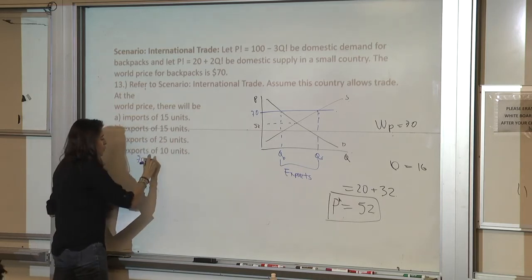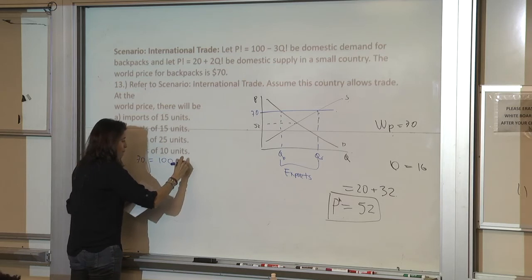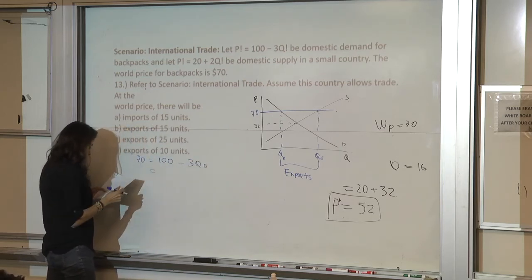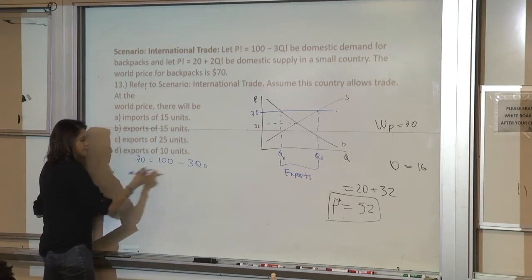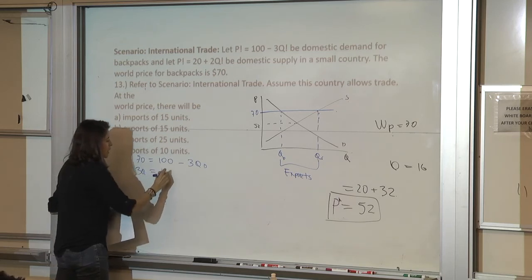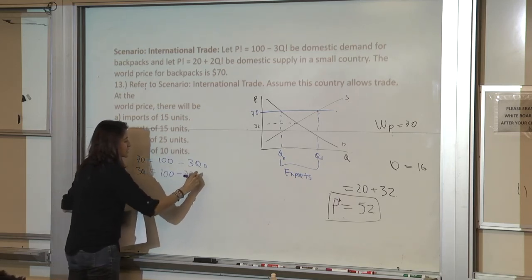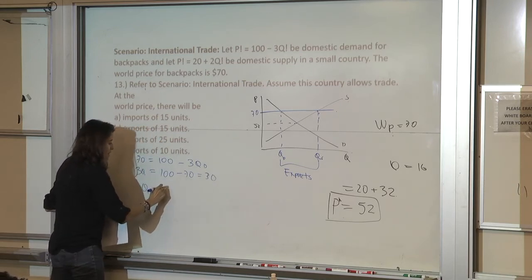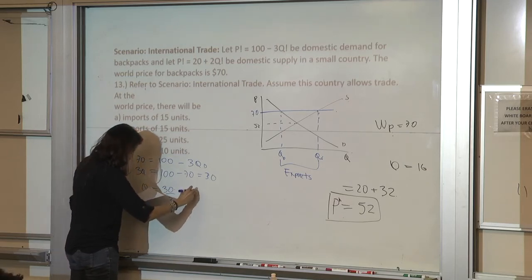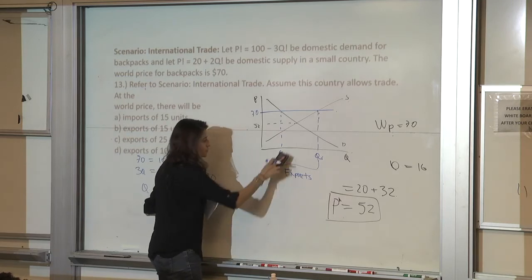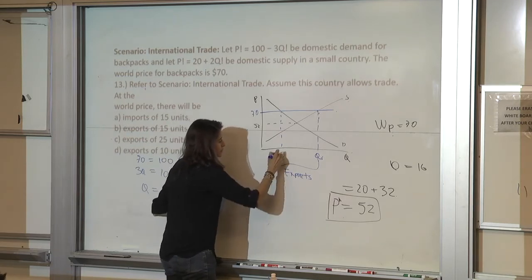70 equal 100 minus 3 times quantity demanded. I can move this 3 times quantity demanded here to be positive, and then 100 minus 70 is equal to 30. So then quantity demanded is 30 divided by 3, which is equal to 10, okay? So this quantity here is equal to 10, okay?